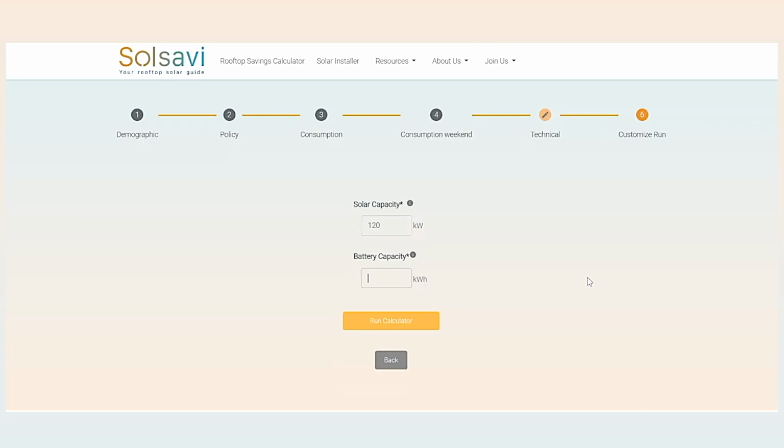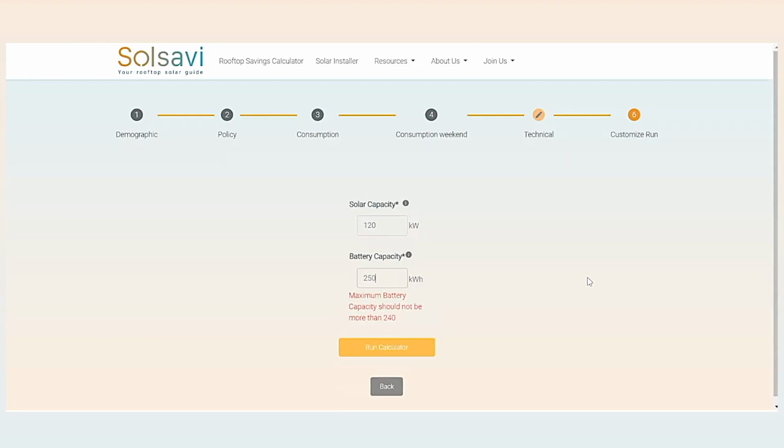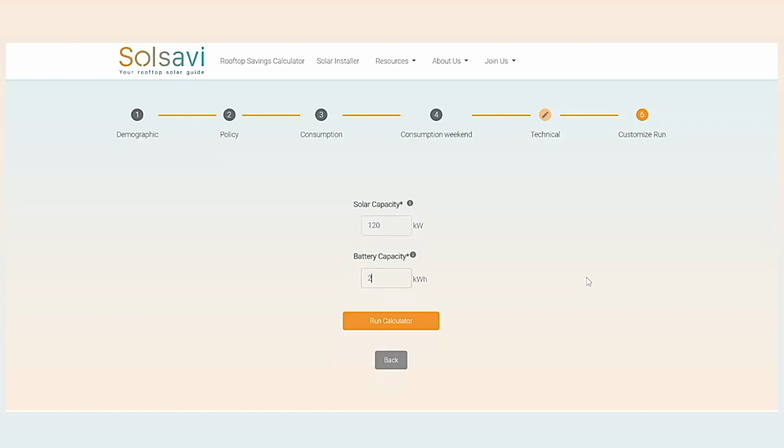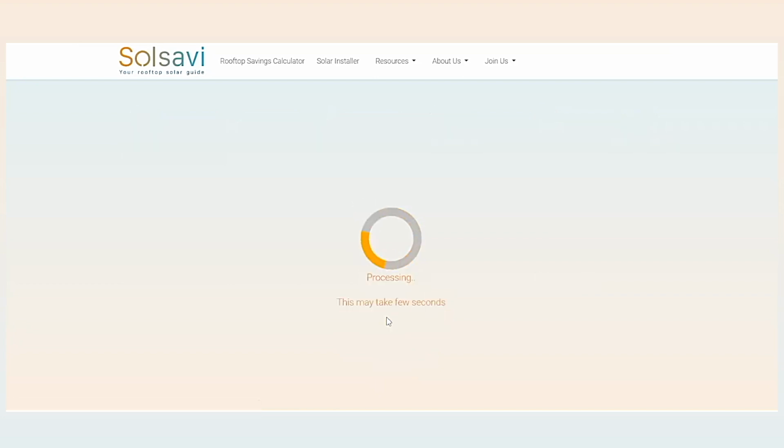In this case, we have limited the battery capacity to twice of a solar capacity, considering that if you have defined the solar capacity for your peak size, then you would want at least 2 hours of supply. However, to do this simulation, I consider a battery capacity of 60 kilowatt hours. Considering this, I click run calculator and I await the results.